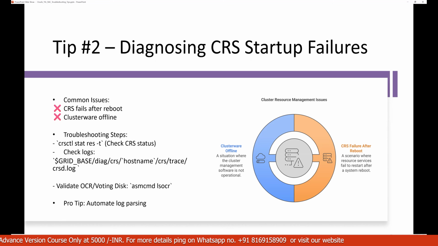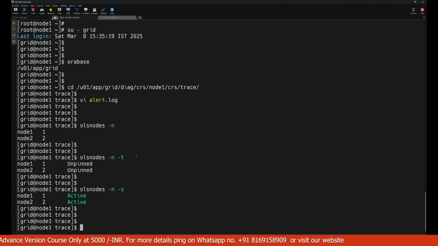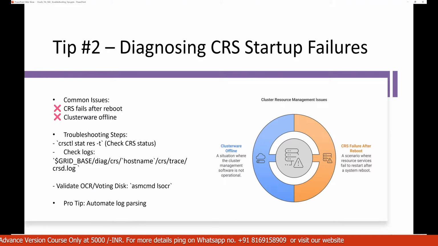Now, sometimes at the time of CRS startup, the voting disk may or may not be available. So you can always list it out with the help of the ASMCMD command. So ASMCMD, and then we have ls.